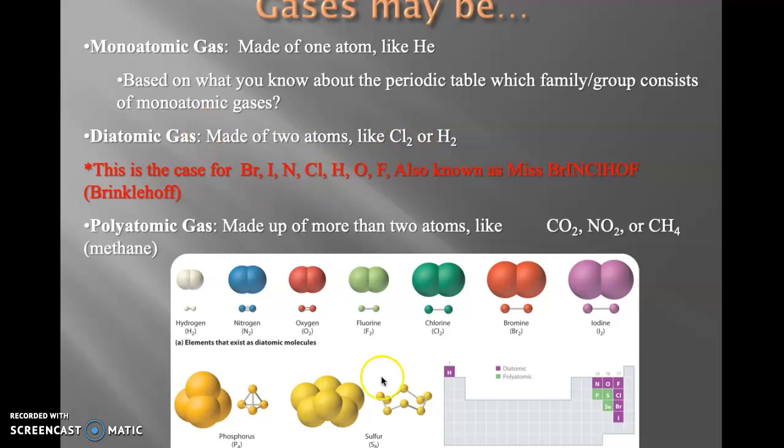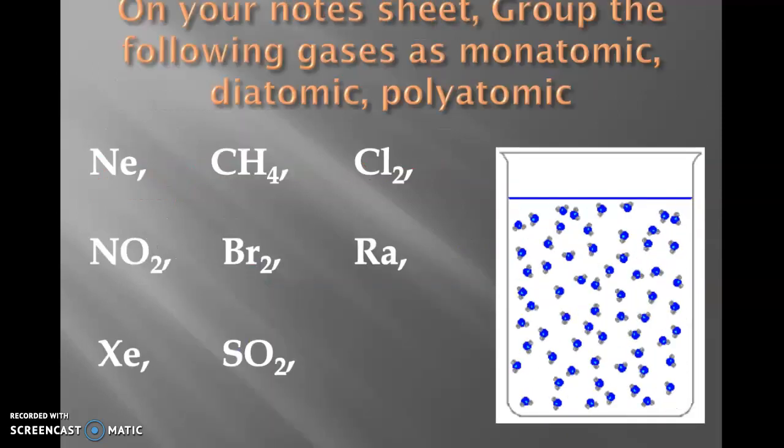And then lastly, polyatomic gases are made up of more than two atoms. So things like carbon dioxide, right? You have one carbon, and then this little 2 subscript indicates that there's 2 oxygens as well. So there's 3 atoms altogether. And then in this one, nitrogen dioxide, this chemical formula indicates that there's 1 nitrogen, and then this 2 tells me there's 2 oxygen atoms. So you have 3 atoms altogether. Okay.